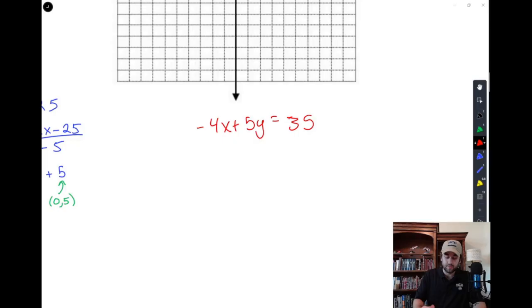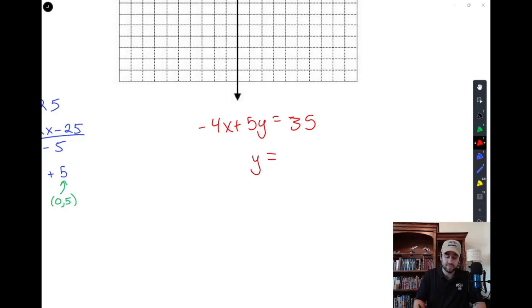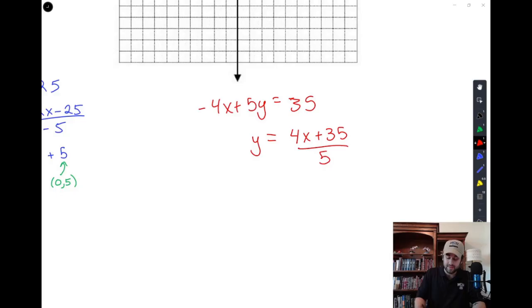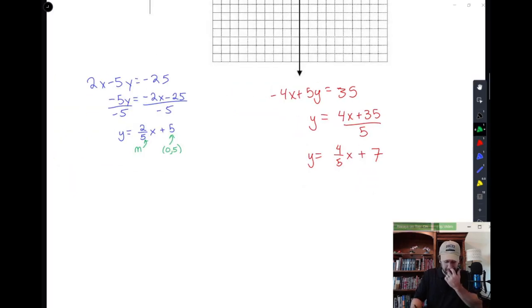And we're going to solve for y. And so y equals (4x plus 35) divided by 5. I was doing two steps at once. I moved the 4x over and I divided by 5. Now I'll split it up and say y equals 4 over 5 x plus 7. And there again we have a slope of 4 over 5 and a y-intercept of (0, 7).